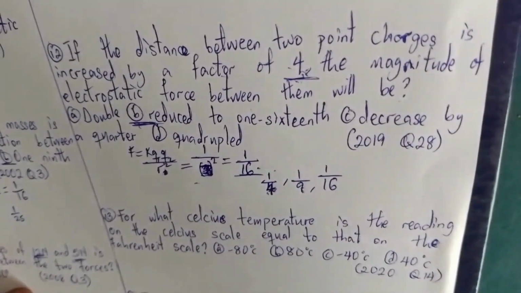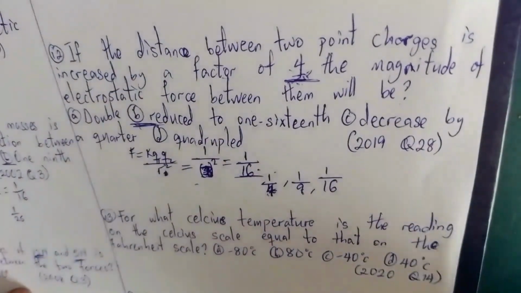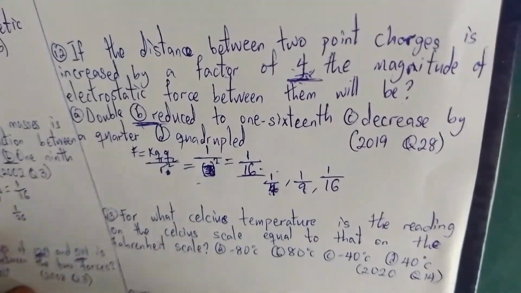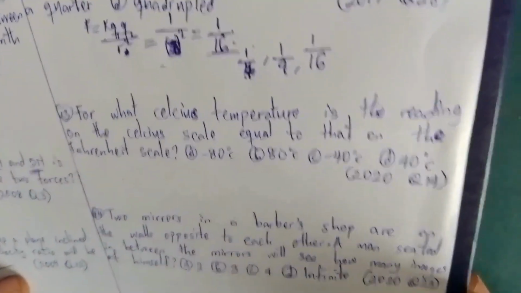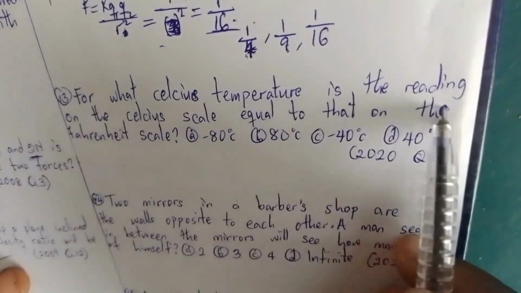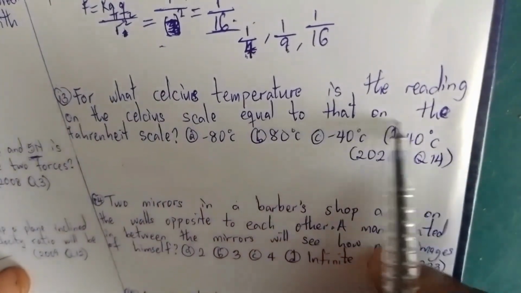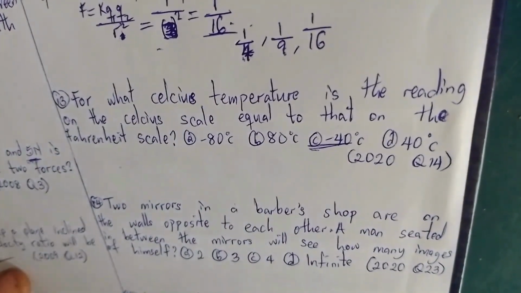If you see them in exam, just check what it increased by, then go for your answer straight. All right, the next question here, I think this is a very popular question. For what Celsius temperature is the reading on the Celsius scale equal to that on the Fahrenheit scale? The correct answer is -40 degrees. You wonder how I get that.